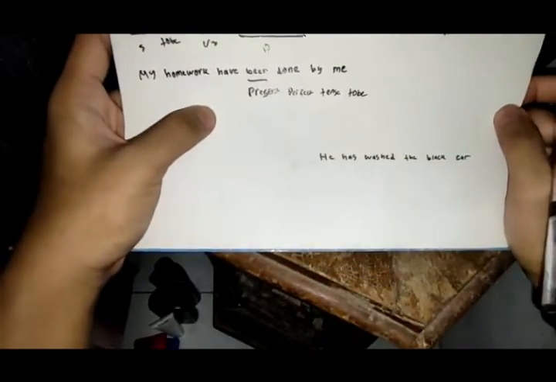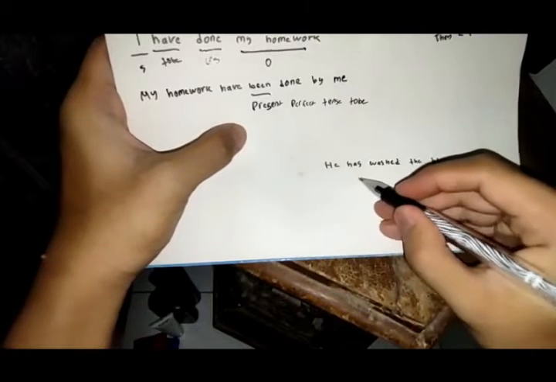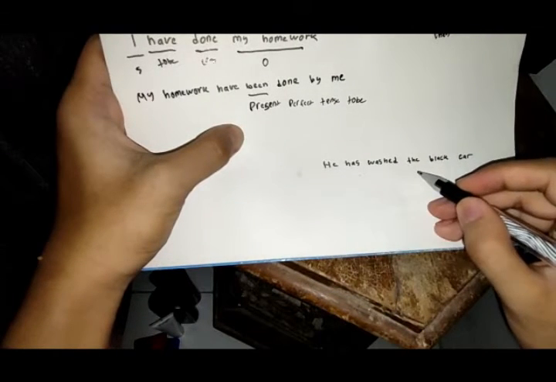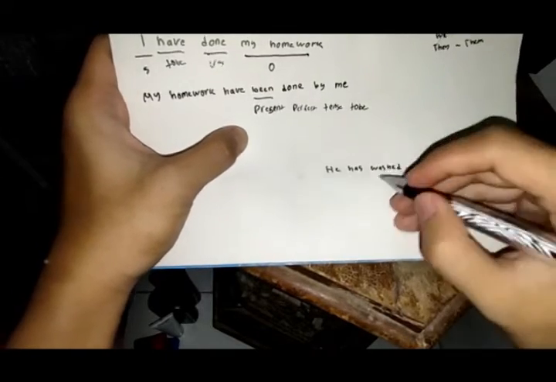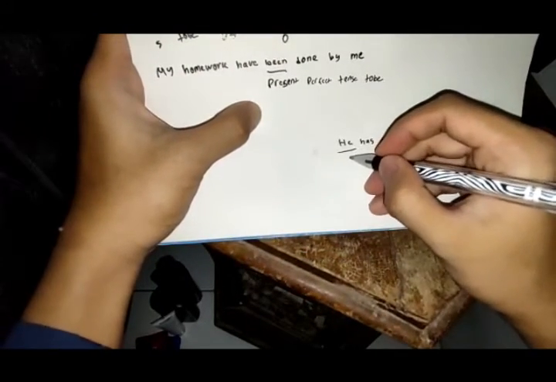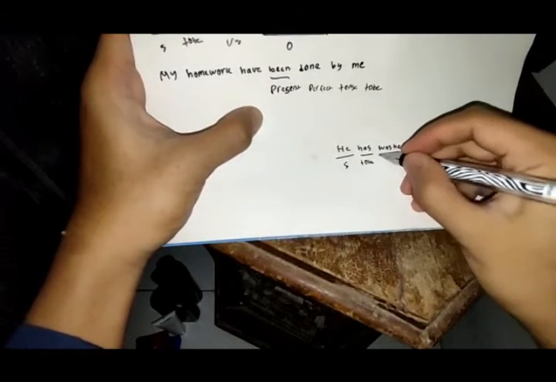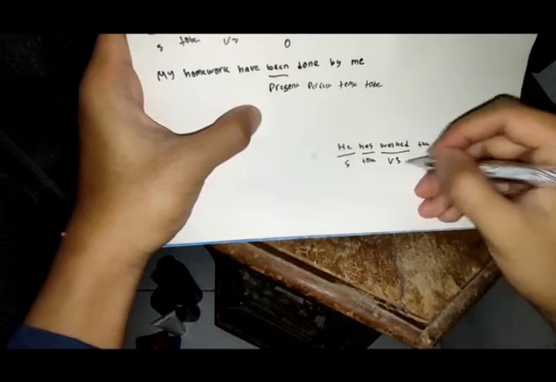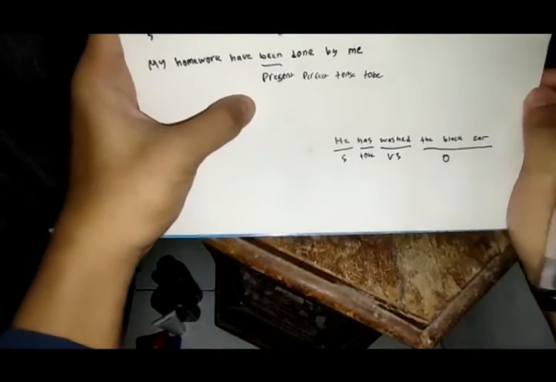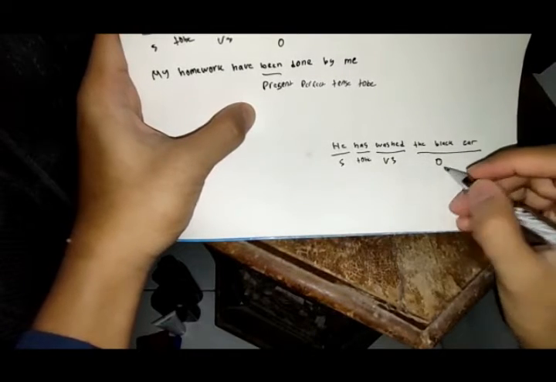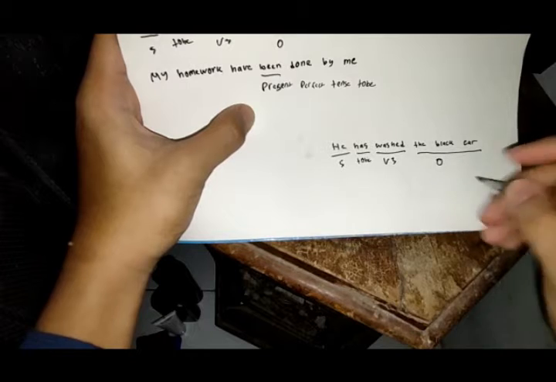Okay, the second sentence is: he has washed the black car. He is the subject, has is the to be, washed is verb 3. The black car is the object. Move the object to the beginning and the subject to the end of the sentence.